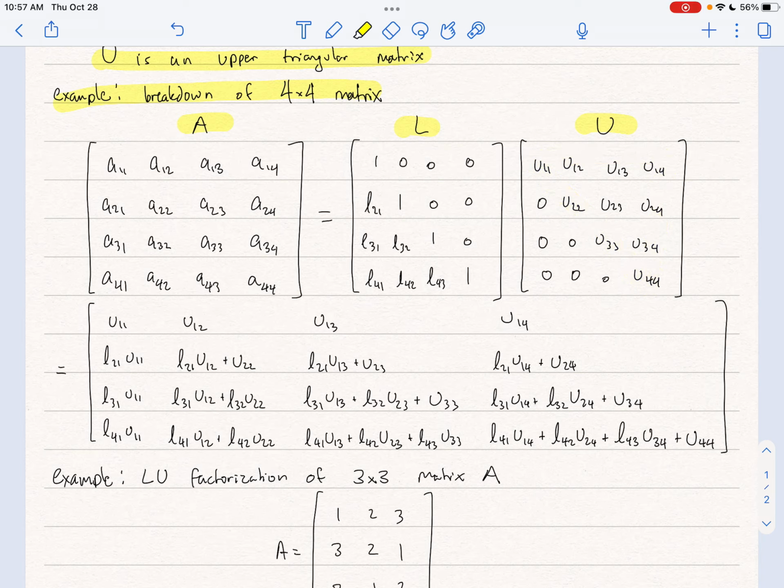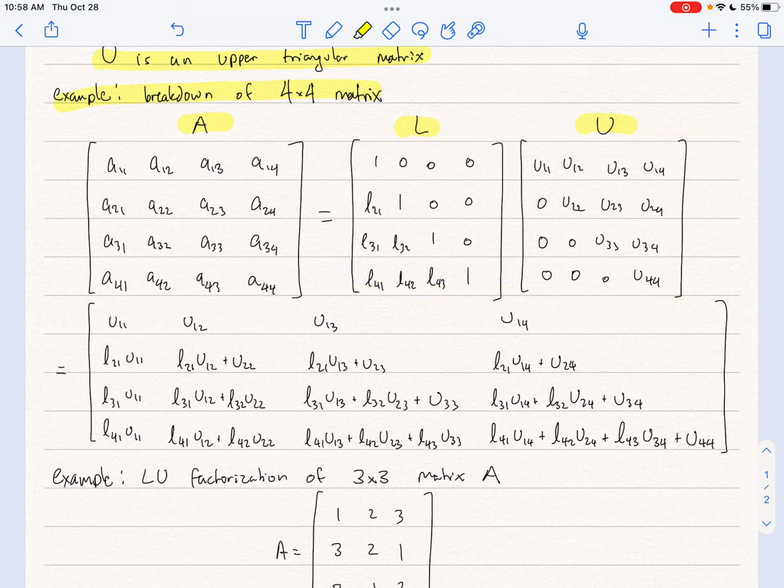Last thing to note is that your L matrix is always going to have ones along its main diagonal. So this is essentially what your template will look like for any LU factorization of A. You'll just have more rows or more columns, less rows, less columns, depending on how big your square matrix is. But they will always follow this pattern.